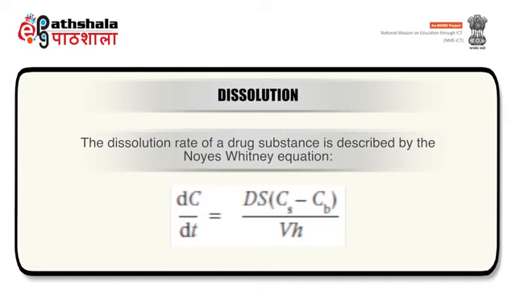In this equation, D is the diffusion coefficient, S is the surface area of the drug exposed to the dissolution media, Cs is the concentration of a saturated solution of the solute in the dissolution medium, Cb is the concentration of drug in solution at time t, V is the volume of media, and H is the thickness of the diffusion layer at the solid-liquid interface.